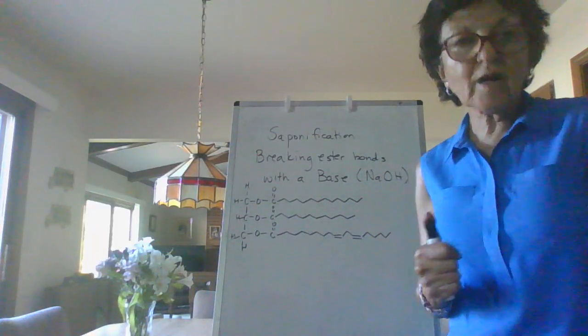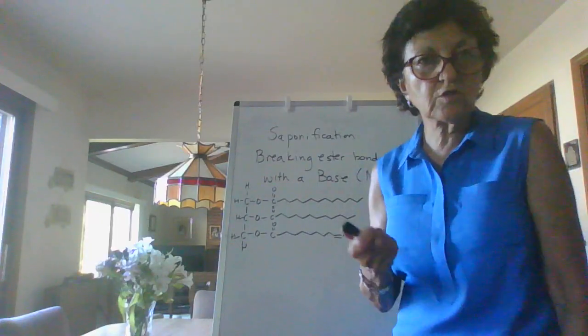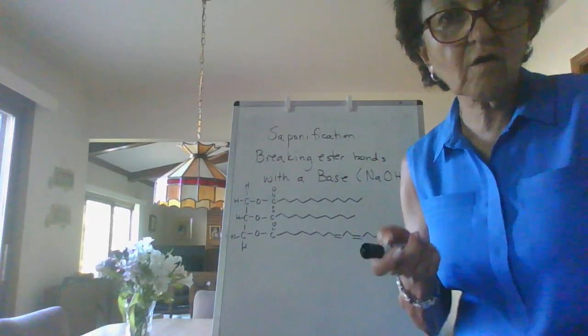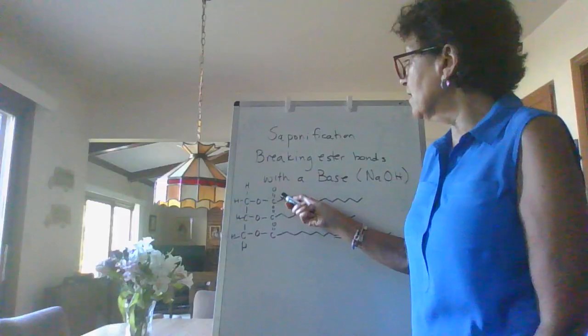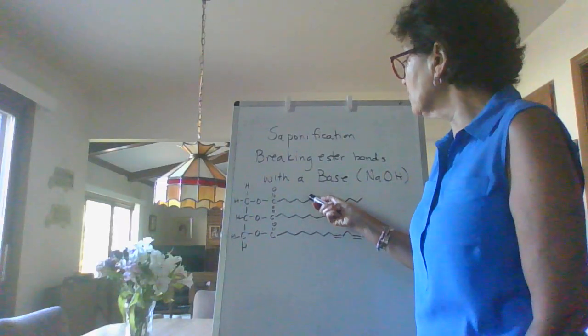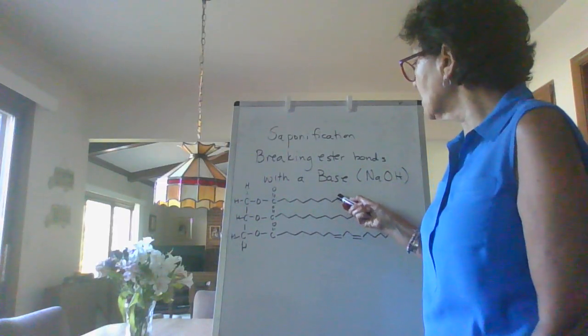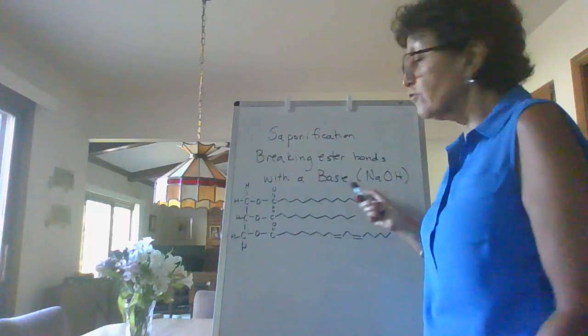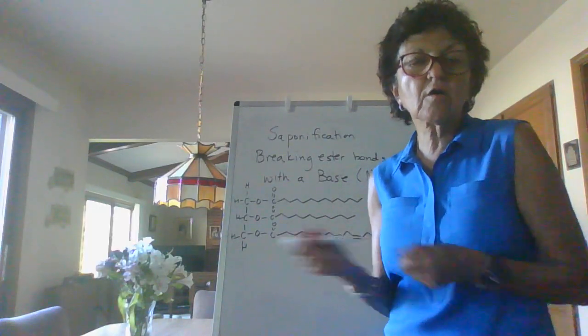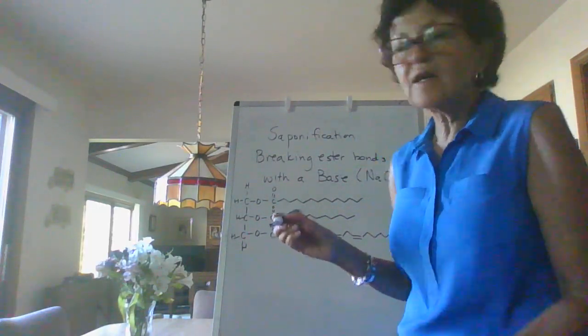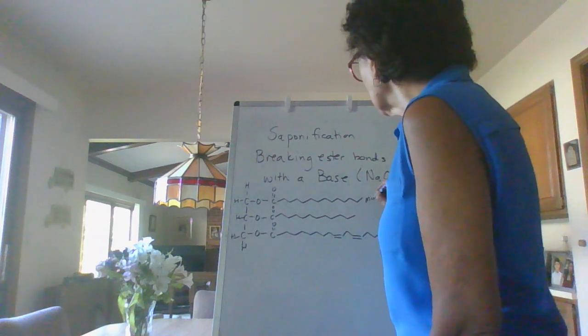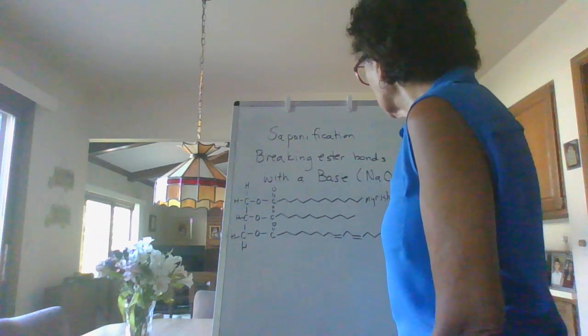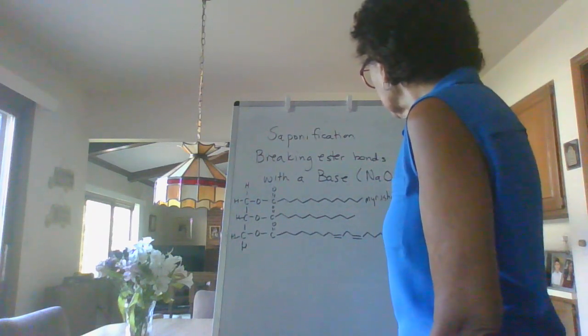What if I ask you to identify the fatty acids? What do you have to do? You have to count the carbons. So this is carbon 1, 2, 3, 4, 5, 6, 7, 8, 9, 10, 11, 12, 13, 14. What is a 14 carbon saturated fatty acid? That was myristic acid. Myristic acid.